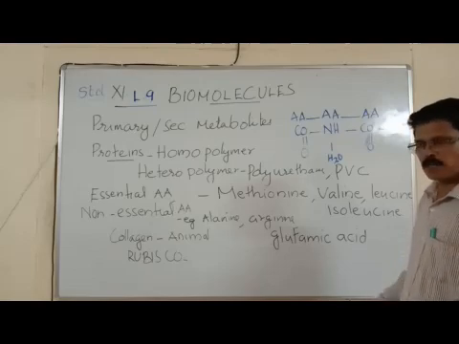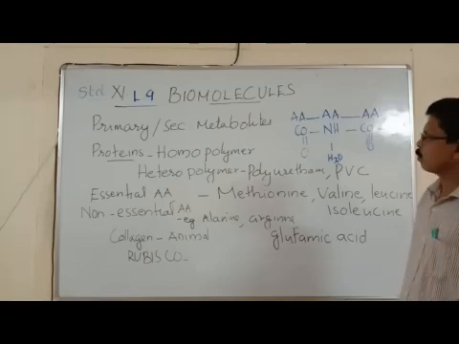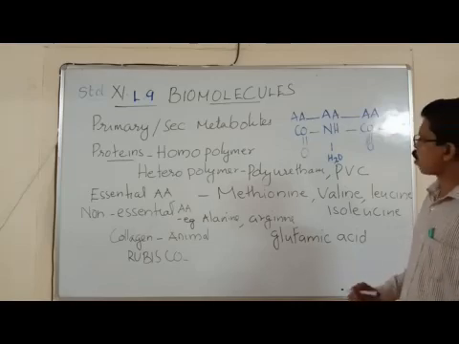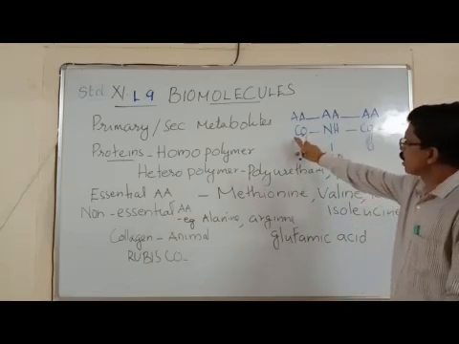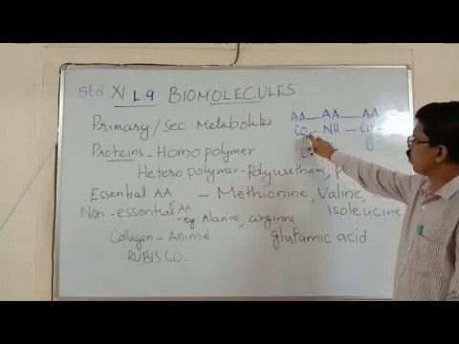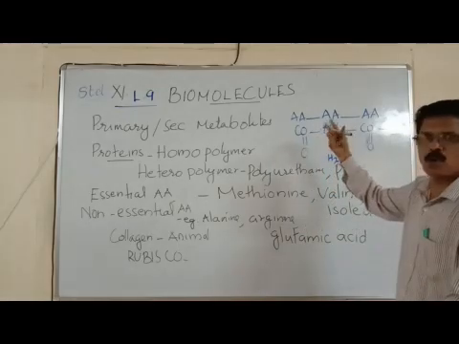So what is a peptide bond? A peptide bond is the bond connecting the amino acids in a protein molecule. A peptide bond is formed by the combination of the carboxyl group or acidic group of one amino acid with the amino group of the adjacent amino acid and forms CO.